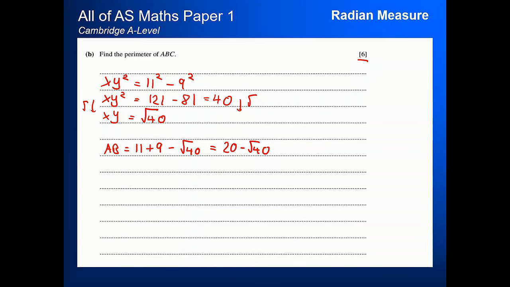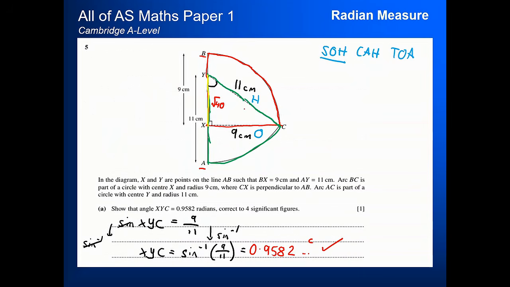So we found the first part of our perimeter. Remember, the perimeter means the distance around the outside of the shape, and that is going to be equal to 20 minus root 40. Now actually, working out AC and BC is the easiest part here, and we need the arc formula using radians, which is really important. So to work out the arc, all we need to do is r theta, where theta is in radians, which is really, really important.